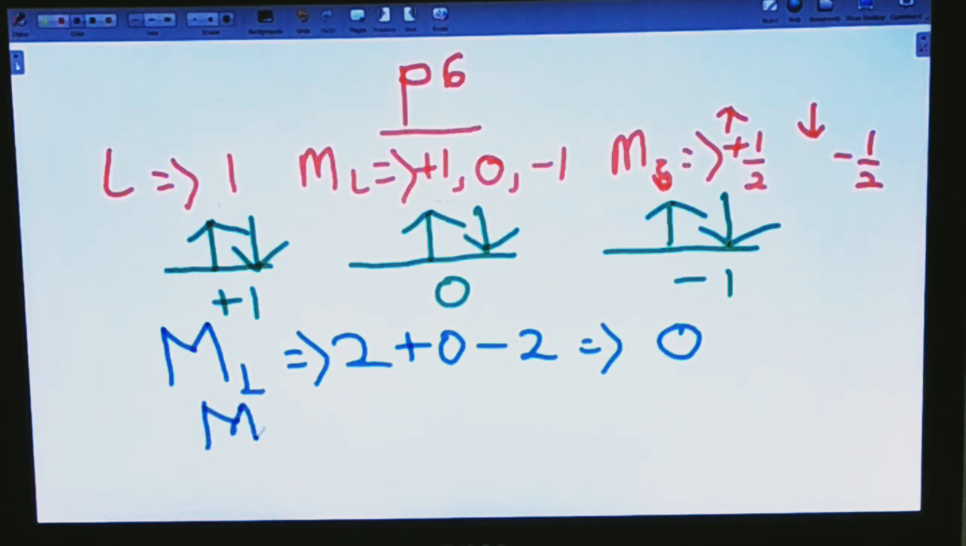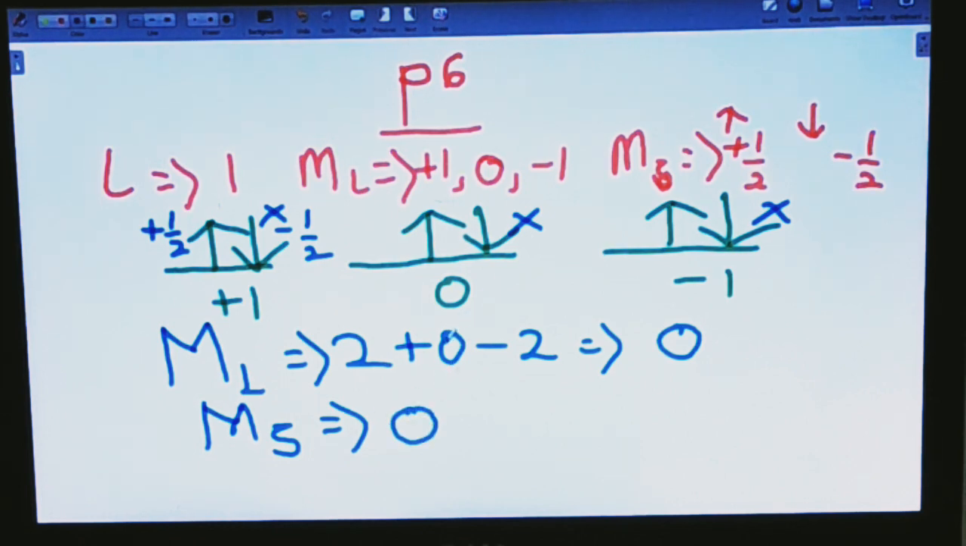Then the total spin angular momentum, that is the sum of the spin quantum number of each electron in the orbital. Since this electron spins upwards, represented by +1/2, this spins downwards, represented by -1/2. 1/2 minus 1/2 is 0. So we ignore this, ignore this, ignore this. Therefore, the total spin angular momentum is 0.